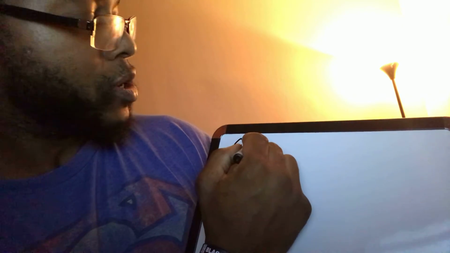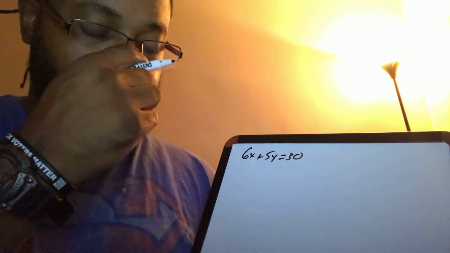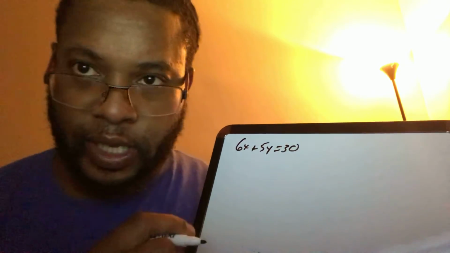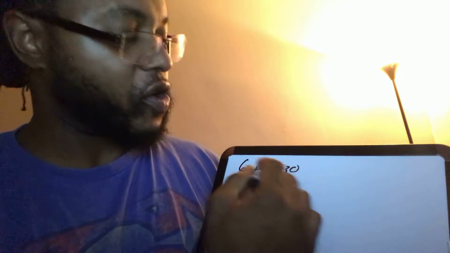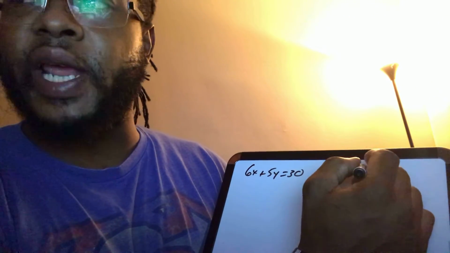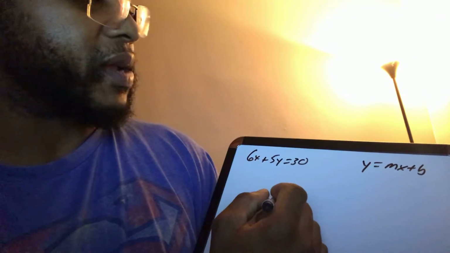But the problem we're going to do is 6x plus 5y equals 30. Now with this problem, we need to graph it eventually, but what we need to do is turn it into slope-intercept form first before we can solve it. And we all know that slope-intercept form is y equals mx plus b. So we need to move this problem around to get into slope-intercept form.